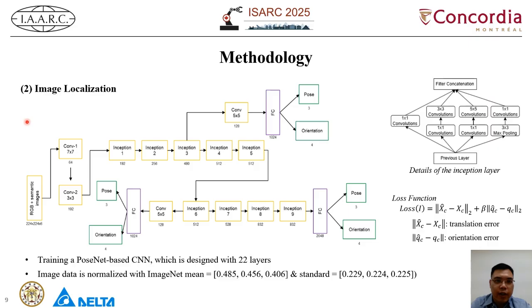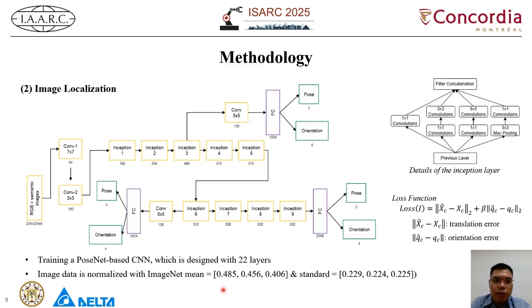Next, the second phase is to train a regression model, which employs a PoseNet-based CNN, which is designed with 22 layers. The model takes RGB and semantic images as the inputs, so we have 6 channels in total. Input images are resized to 224 by 224 and normalized using ImageNet-specific mean and standard deviation. This ensures that our pre-trained GoogLeNet backbone sees data on the same scale it was trained on.